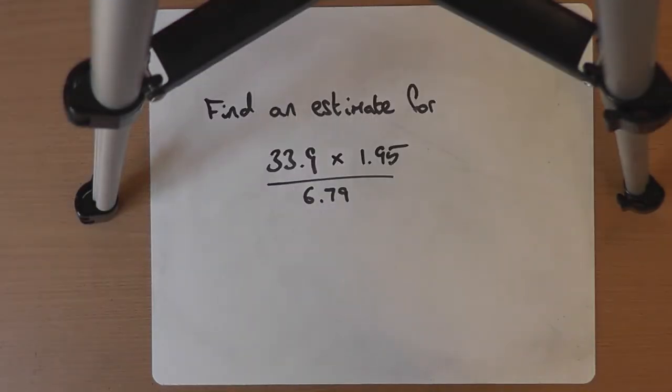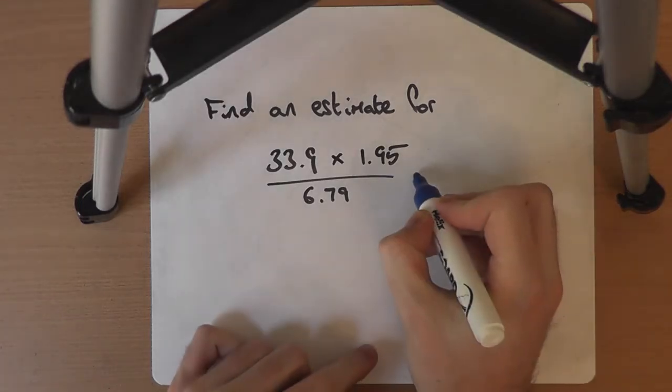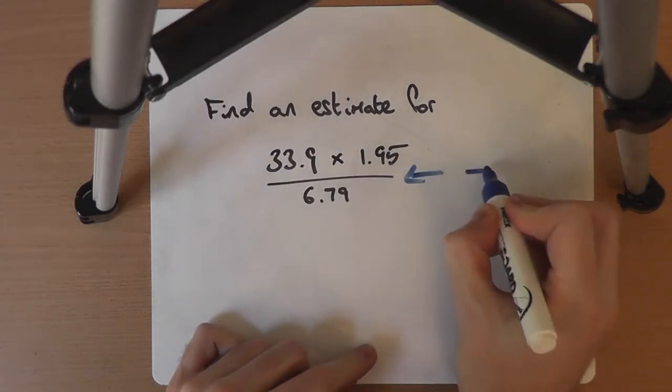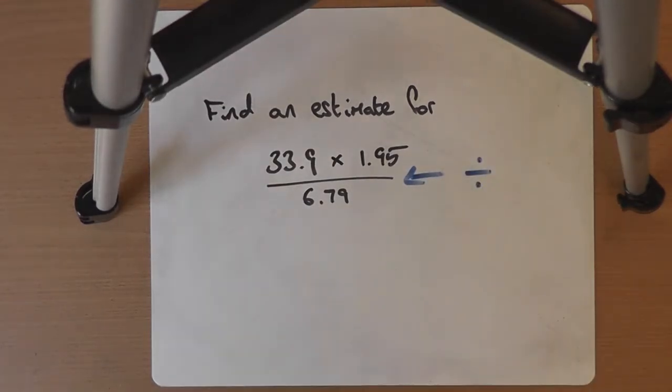We'll do one more. Find an estimate for 33.9 times 1.95 and then 6.79 underneath that with a line in the middle. Well, first thing we need to do is talk about what this line means. What this line means is divide. As in, whatever is on the top, so 33.9 times 1.95, we'd work that out, that is an actual number, and then we would divide that by 6.79.